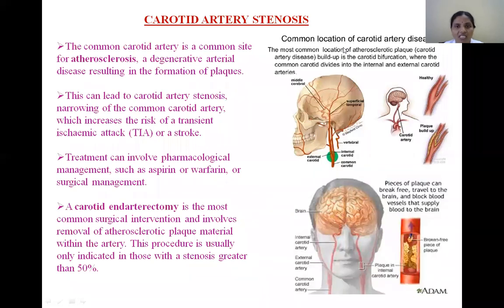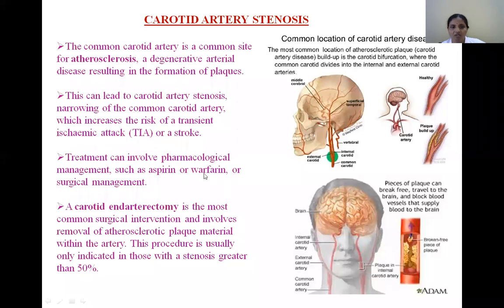So carotid artery stenosis. What is carotid artery stenosis? This is mostly at the bifurcation. The common carotid artery is a common site for atherosclerosis, right? Because of that, what happens? You know the formation of plaques. After that, the lumen of this carotid artery may be reduced, which means it may lead to stenosis. So there is a risk of transient ischemic attack or it may lead to stroke.